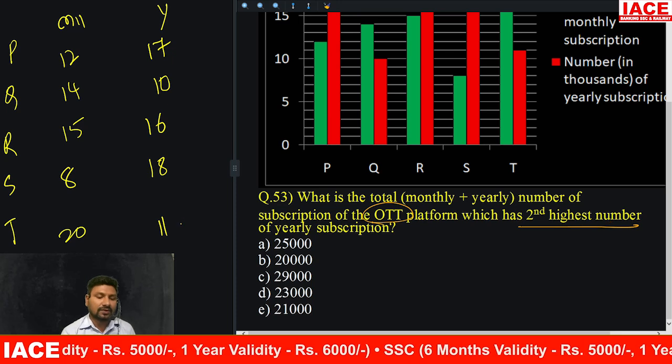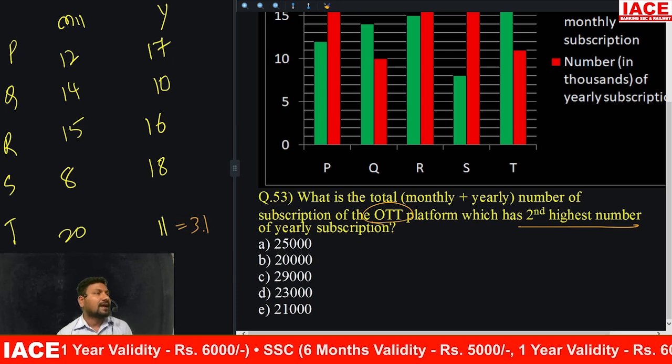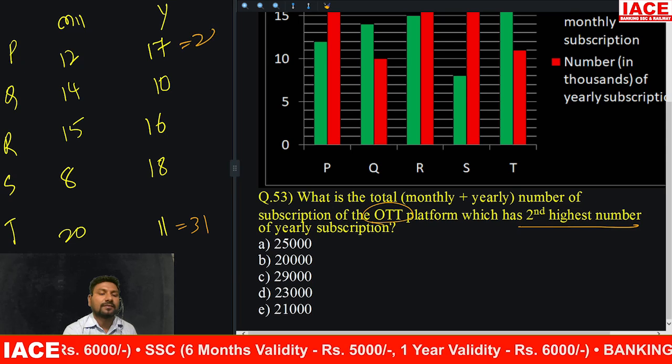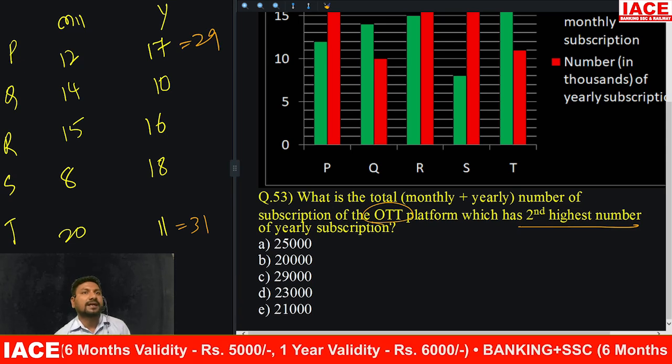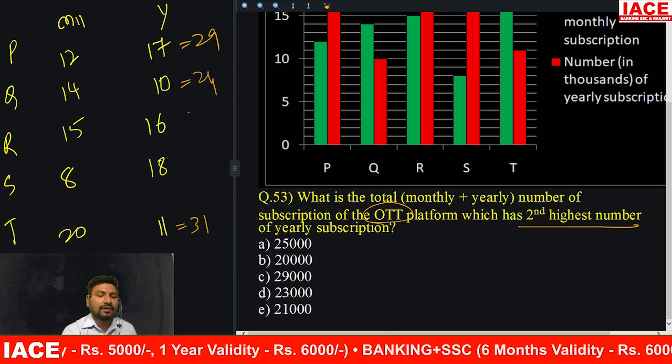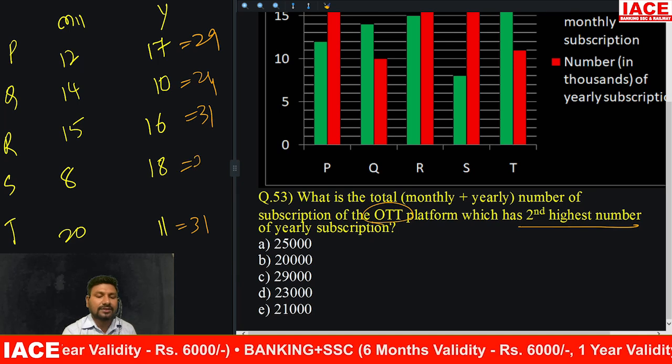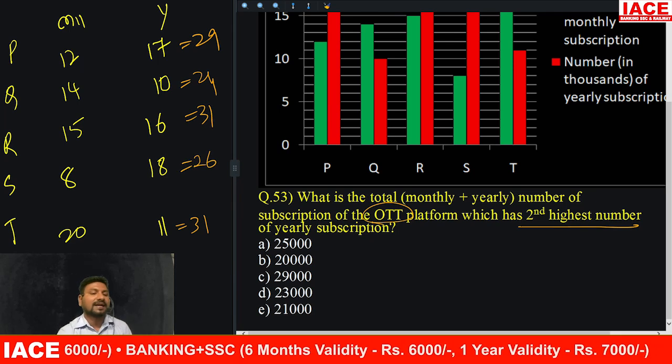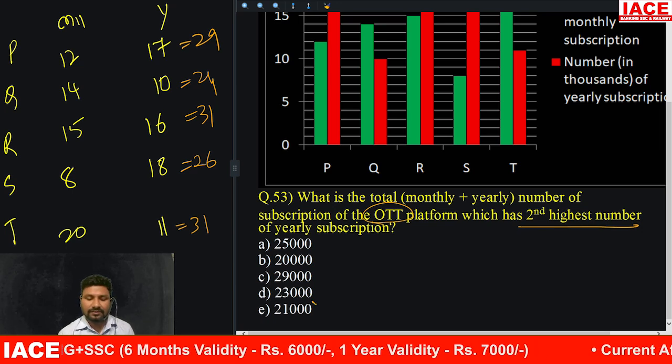Second highest means, look at this, the first highest is 31 and the second highest is what? 29. 29 is the second highest. It is 24 and it is 31 and it is what? 26. Then what is the second highest here? P, 21. That is the 29.